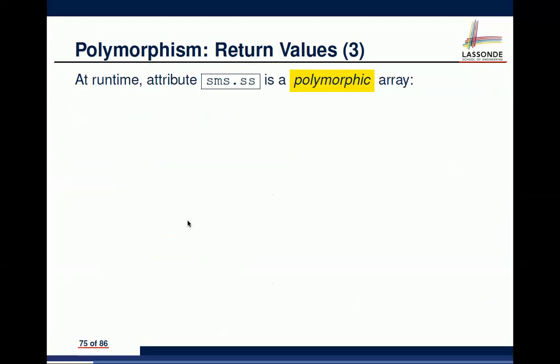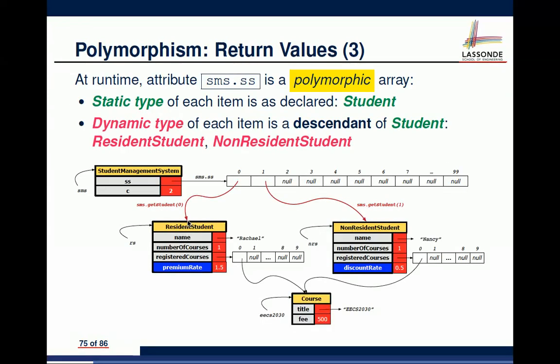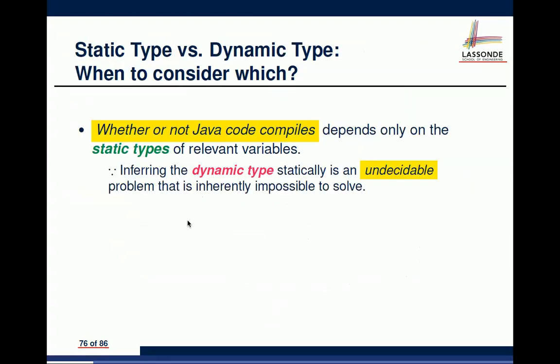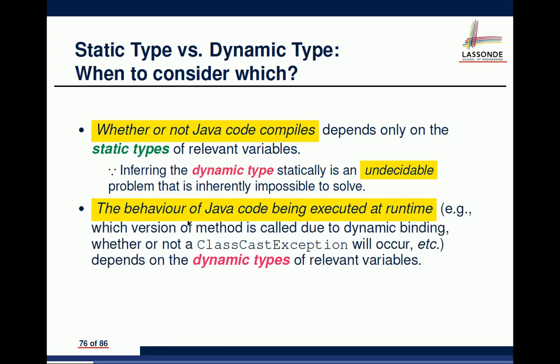One more thing to say: polymorphic array. I would say this is the most important slide for today. That's why we spent so much time talking about it. This is simply to remind you, whenever I ask you whether Java code compiles, you only look at the static type. Do not worry about the dynamic type. If I ask you about the behavior of the runtime execution, you have to consider the dynamic type. Just a reminder.